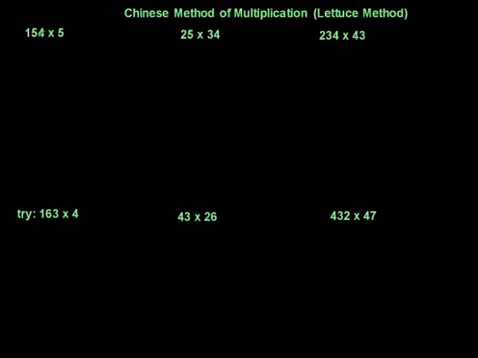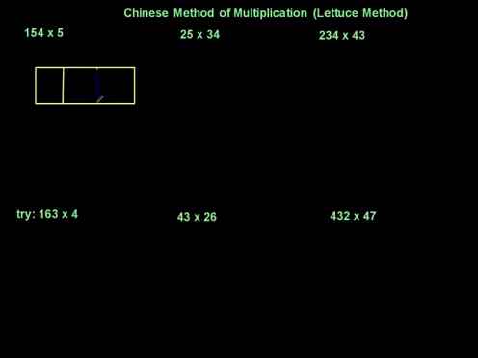So if I've got 154, I need to put it down, and every number is going to have a square. Let me draw a rectangle first. Now that is my rectangle. Because I've got three numbers there, I'm going to split it up in three parts. So I've got a part here, a part there.